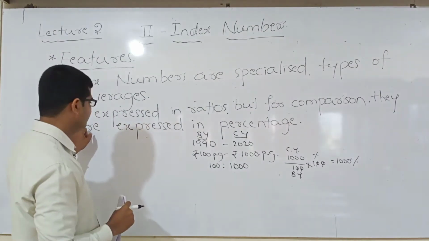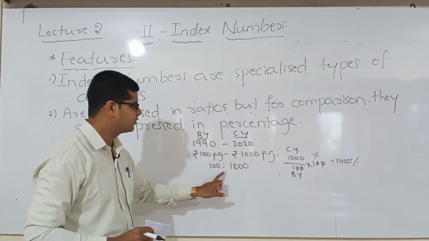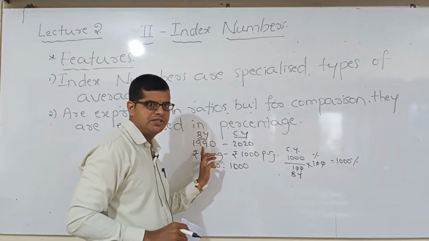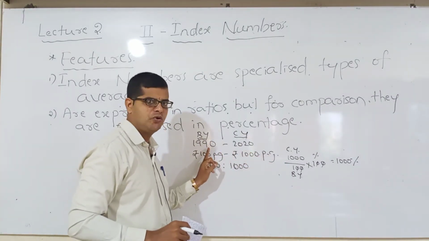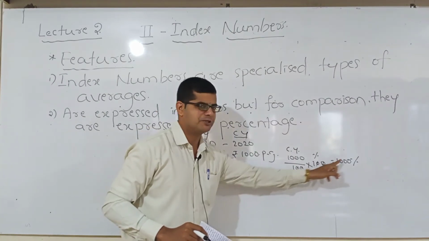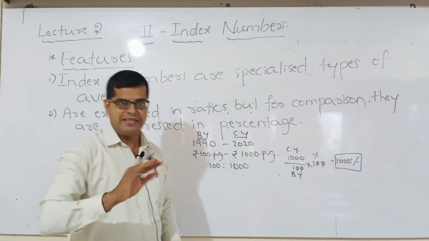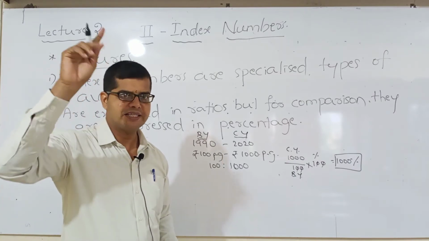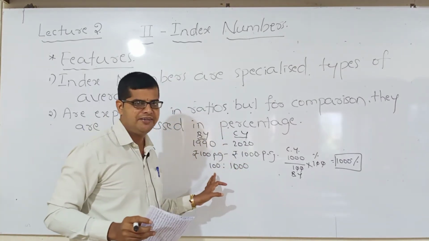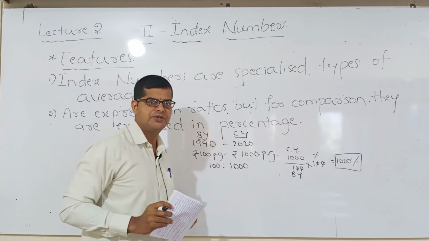So if you take this particular feature, index numbers are 100:1000 expressed in ratios, but for comparison, what are we comparing? Base year price with current year price, the 1990s gold price with the 2020s gold price. For comparison, they are expressed in percentage, so that this can be concluded easily. So comparatively, there is a 1000% increase in the price of gold for the current year 2020. Just to see the change: in 1990 it was 100, now it is 1000. So we find a 1000% change in the price of gold. This is the nature of index numbers.